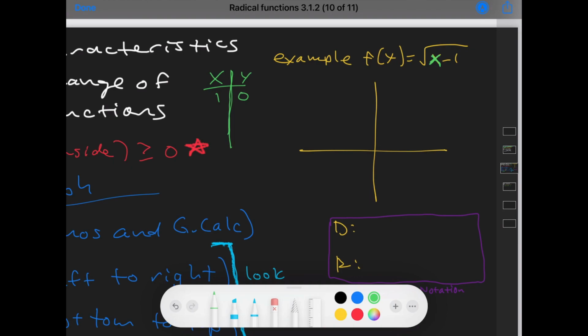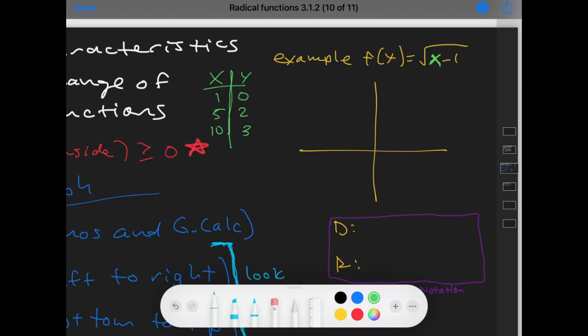I'm going to skip a couple of numbers, and I want to think ahead. I want to take the square root of a perfect square. So if I put in x equals 5, 5 minus 1 is 4, square root of 4 is 2. You guys see that? And if I do something like x equals 10, 10 minus 1 is 9, square root of 9 is 3.